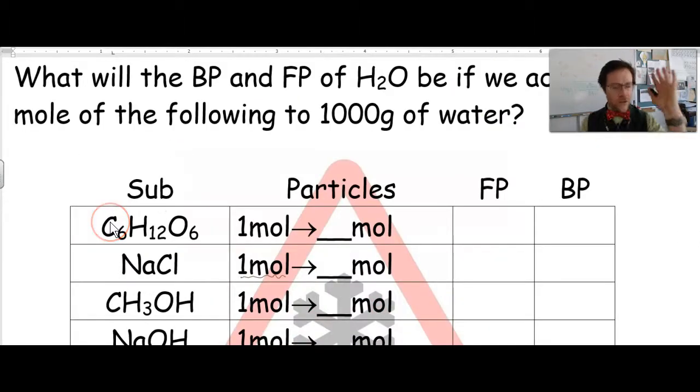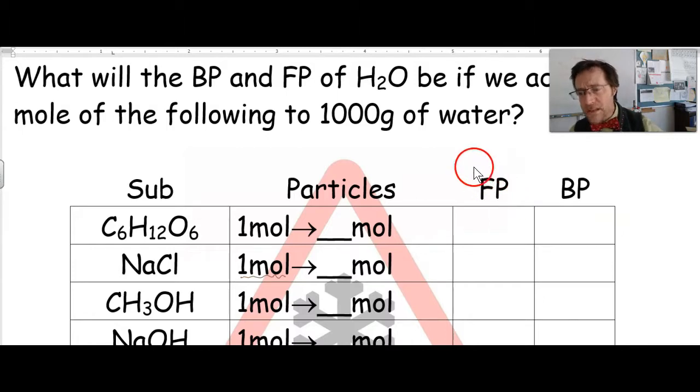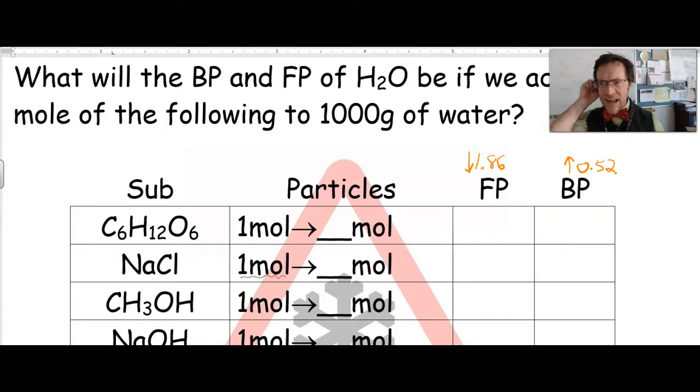Delightful. All right, so the question is, what will the boiling point and freezing point of H2O be if we added 1 mole of the following to 100 grams of water? First we've got to get a couple of things lined up. Freezing point. What happens to the freezing point? Well, the freezing point is going to drop by 1.86. And the boiling point is going to increase by 0.52 degrees. All right, so I've just got to keep that clear in my brain. The next thing I've got to do is figure out how many particles it is, and then we'll find our new boiling point and freezing point.